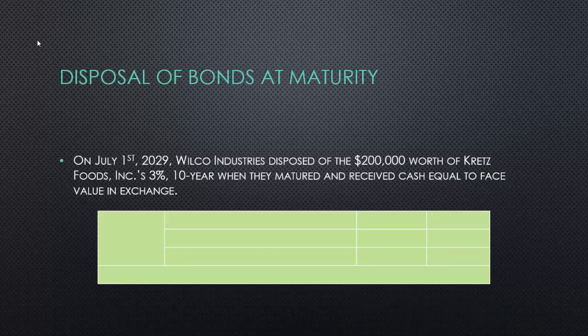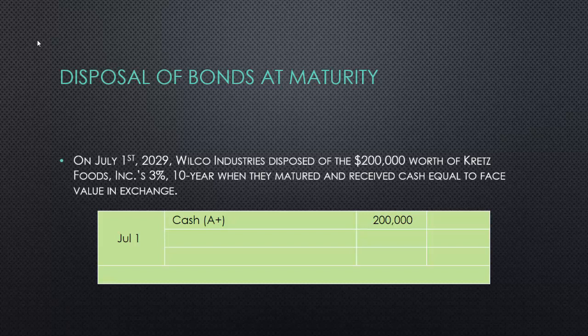And on July 1st, 2029, we're going to dispose of this $200,000 worth of Kretz Food Incorporated's 3% 10-year bonds, because they've matured. They've reached their life. Now Kretz owes Wilco the money back that they let him borrow up front, which was the $200,000. So we're going to get cash equal to face value in exchange. How do we book it? Pretty straightforward. We're getting cash. How much cash are we getting? $200,000.